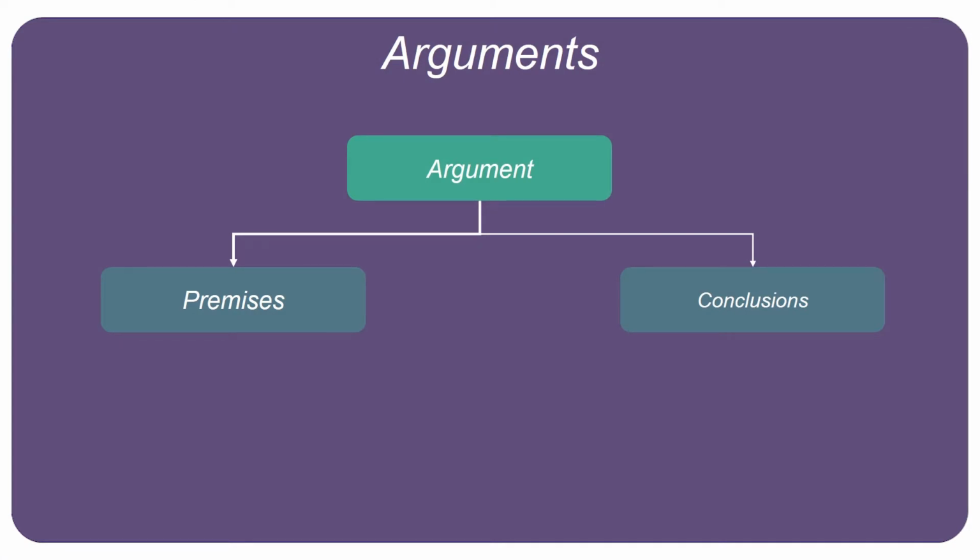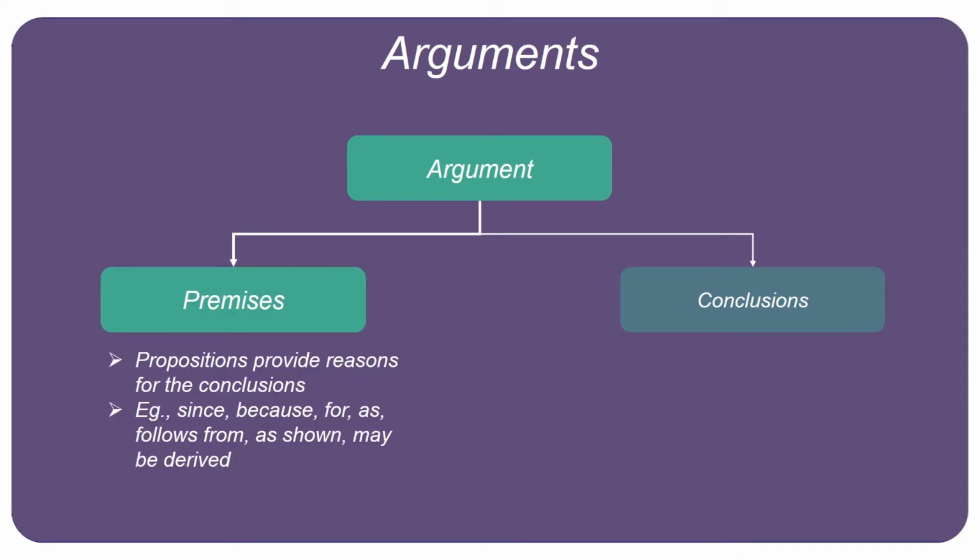Argument has to have a structure. Let's say normally it has the following structure. It has two parts. One is called premises, which constitutes propositions providing reasons for the conclusions. And normally they begin with words like since, because, for, as, follows from, as shown, may be derived, etc.